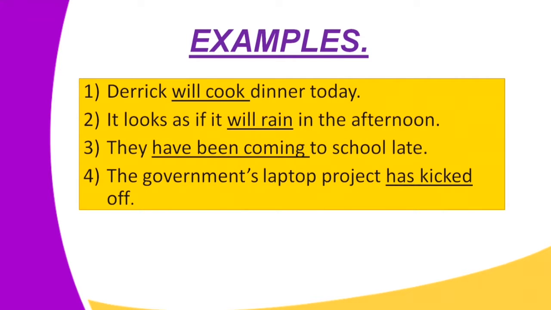Number 3, we have: been coming to school late. There we have 3 verbs following each other. We have, been, coming. The main verb is coming, and we have "have" and "been" as the 2 auxiliary verbs in that sentence. Number 4, we have: the government's laptop project has kicked off. We have the main verb kicked, and we have the helping verb, also known as auxiliary verb, has.